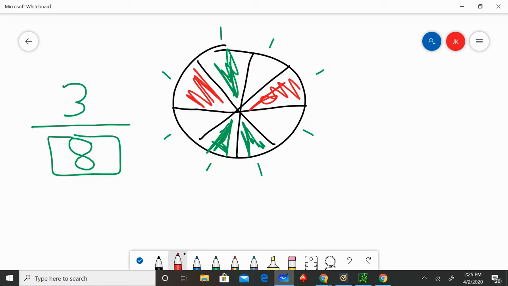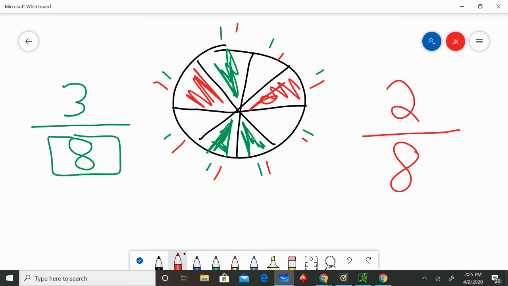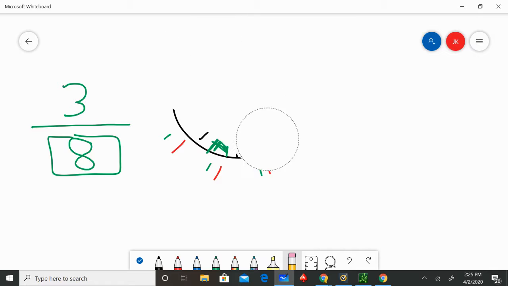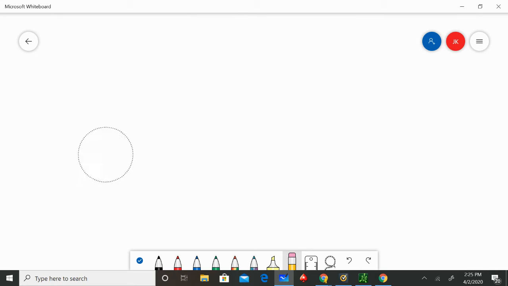But let's say the question is now, how many parts are red? Again, I have to think, what's my denominator? Did the denominator change at all? Of course not. I still have 8 parts. Let's make sure. 1, 2, 3, 4, 5, 6, 7, 8. So my denominator did not change. I still need 8 parts to make a whole. And how many are red? 2. So you have to really pay attention to word problems, or how a question is being asked, so you find the proper information.